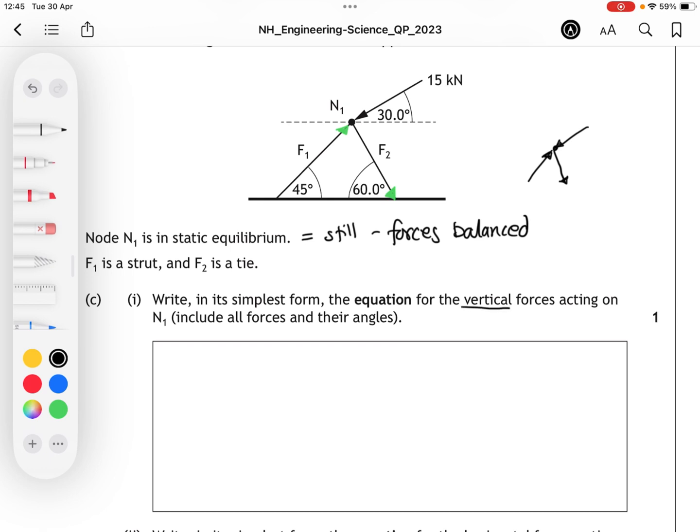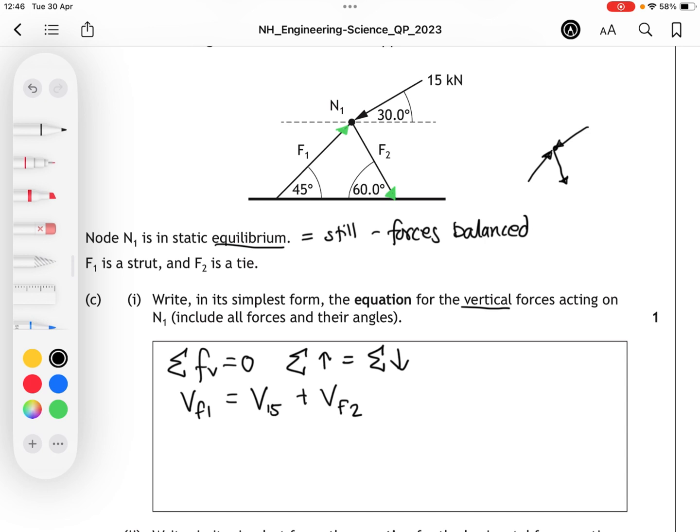So you know that the sum of all our forces vertically is going to be equal to 0 because of equilibrium. Now if we look at our forces, I would say the sum of our forces going up is equal to the sum of our forces coming down. So looking at our forces going up, based on the arrowheads that I've put on, F1 is going up, so it's going to be the vertical component of F1, and that is going to be equal to the vertical component of the 15 kilonewton force added to the vertical component of the F2 force.